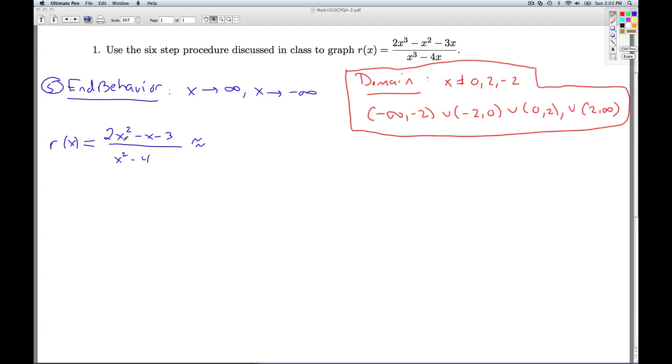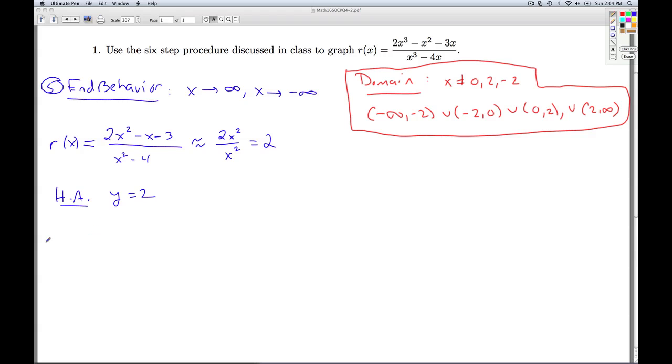the numerator is governed by the leading term there, 2x squared. The denominator is governed by the x squared, the leading term down there, and that ratio is 2. So we know from section 4.1 that we have a horizontal asymptote, y equals 2. But once again, if we perform a more detailed analysis, we can see how the function is approaching this horizontal asymptote.